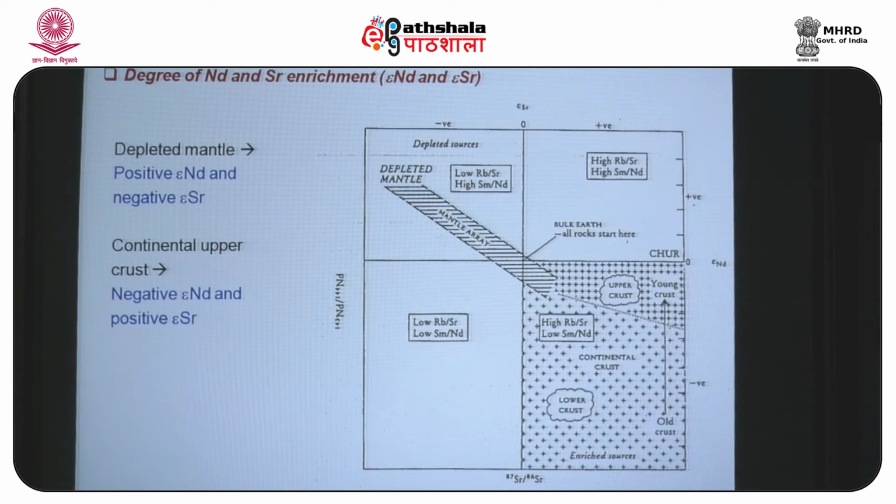So, this is basically the petrogenetic implication of the combined two systems, rubidium-strontium and samarium-neodymium, that from the ratios of the neodymium and the strontium isotopes, we can very distinctly find the source of the rocks and any melting process or any mixing process which have occurred in between these distinct sources.